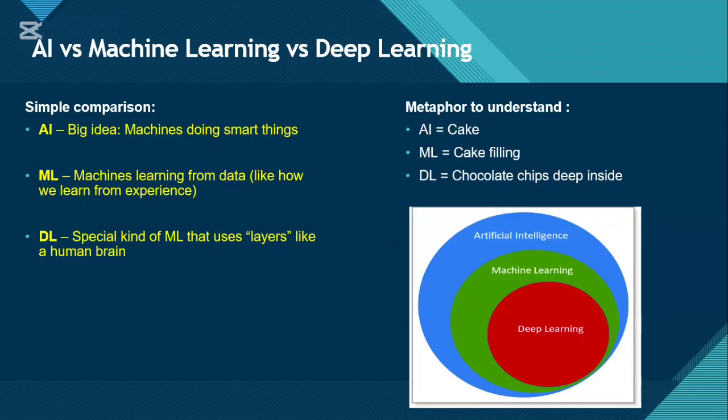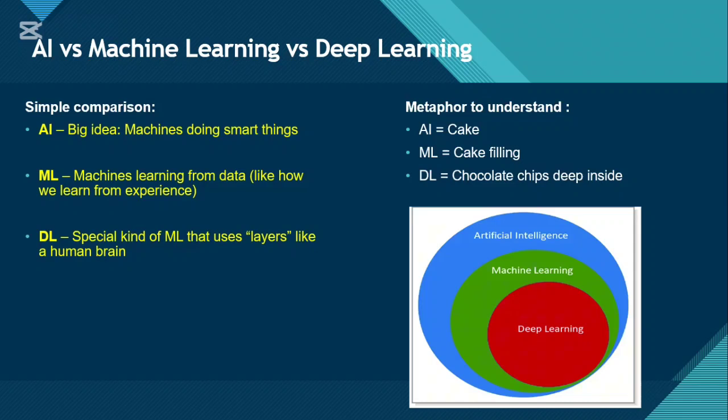And as we streamline, as we make it more detailed, it turns into machine learning, and further more detailed then becomes deep learning. So AI is the big idea, machines doing smart things. Machine learning is learning from the data, like how we learn from experience. Sometimes we don't know something and we only learn from experience. Machine learning works in a similar manner. It is trained through learning.